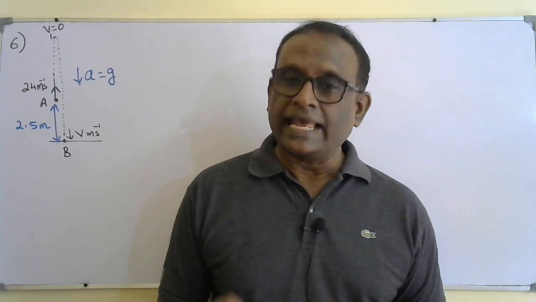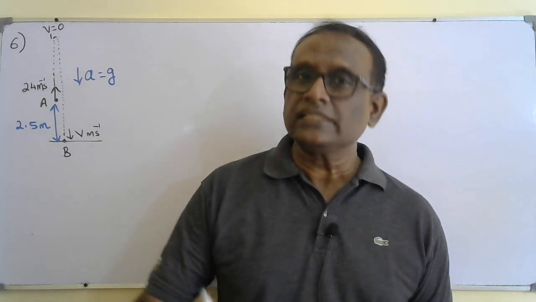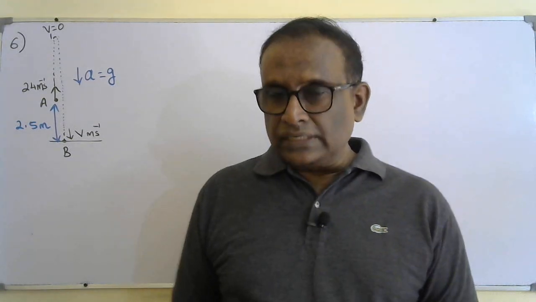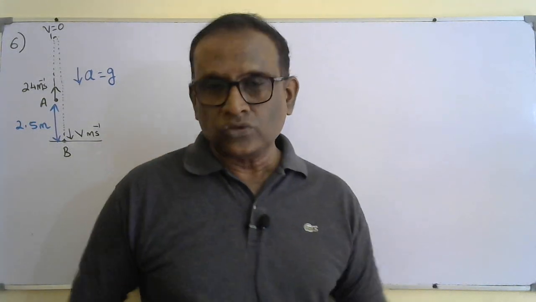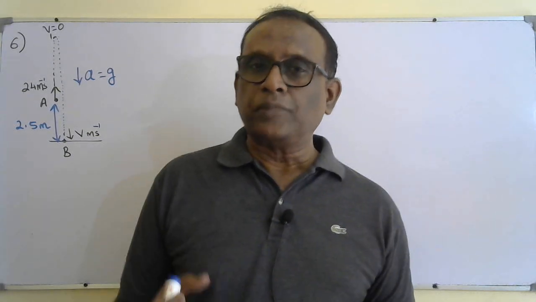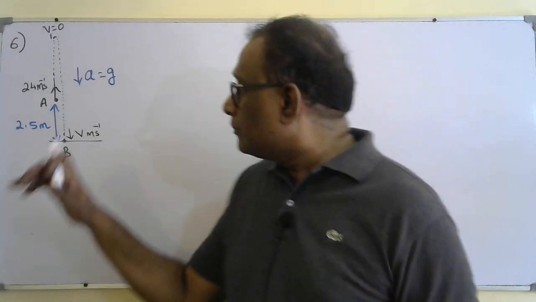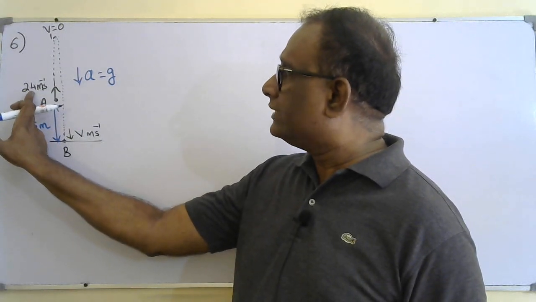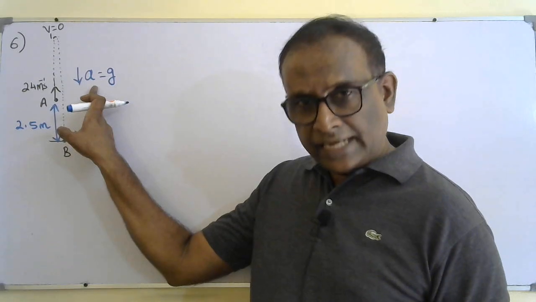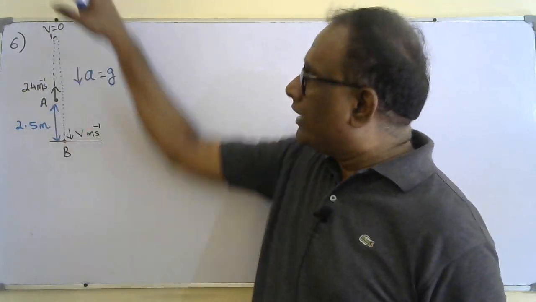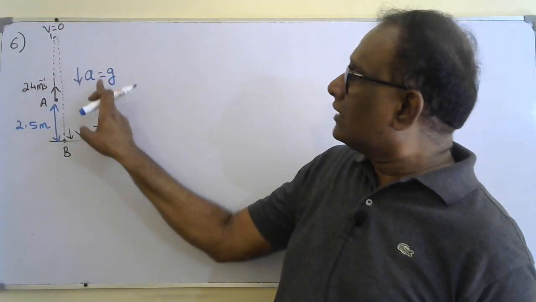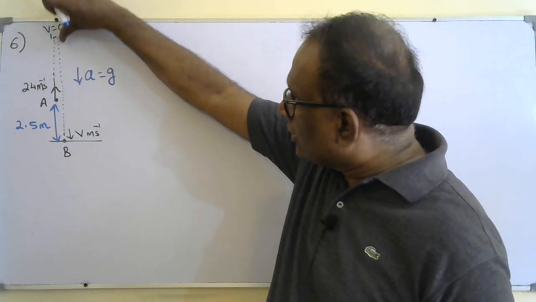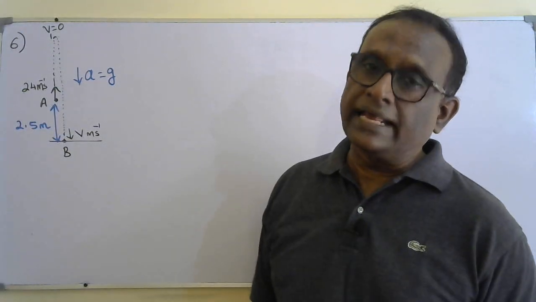Whenever an object has velocity opposite to the direction of acceleration, the object will decelerate. Here, naturally, the gravitational acceleration is downwards. We can't change it, whether the ball is moving up or down. But when the ball moves from A to the highest point, the velocity is in the upward direction and the acceleration is downward, so it decelerates. When it moves from the highest point to the ground, the direction of acceleration remains the same, downwards, and the velocity is also downwards, so the ball accelerates.